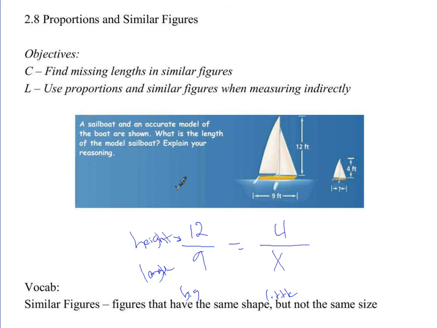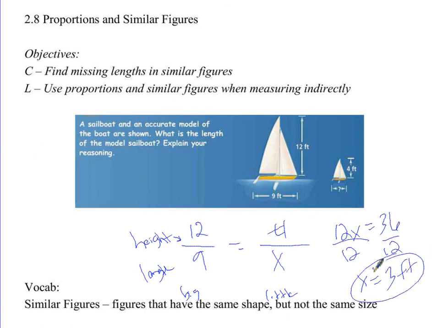Yeah, so what's that called? Cross products property. So we do 12 times x, which is 12x, equals 4 times 9, which is 36. And then we solve for x by dividing both sides by 12, and we get x equals 3. 3 what? Feet. In the end, make sure you have your labels on there, okay?